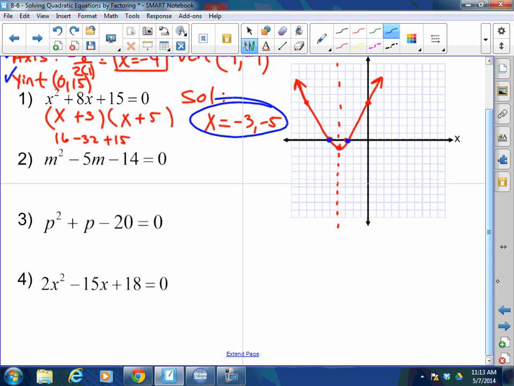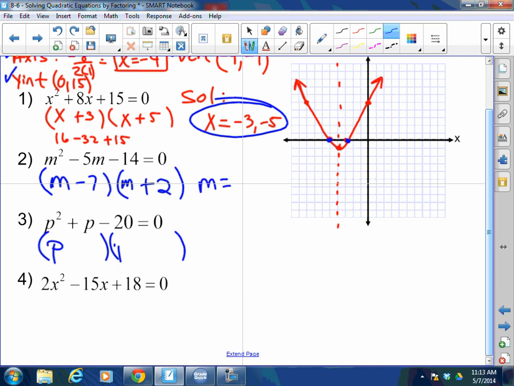Let us continue, please. Okay, let's solve. What times what is negative 14, but when added together, it's negative 5? Negative 7 and 2. Okay, what times what? What does m equal then? Negative 2 and 7. Very good.